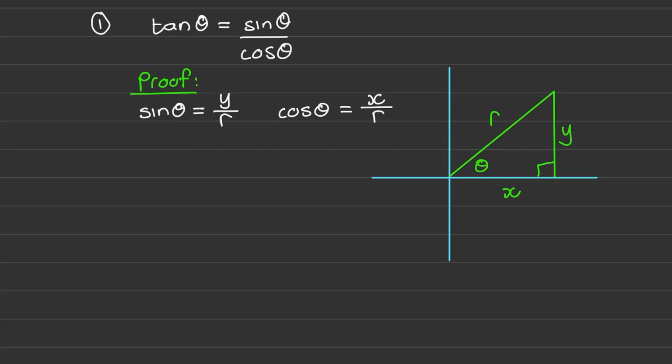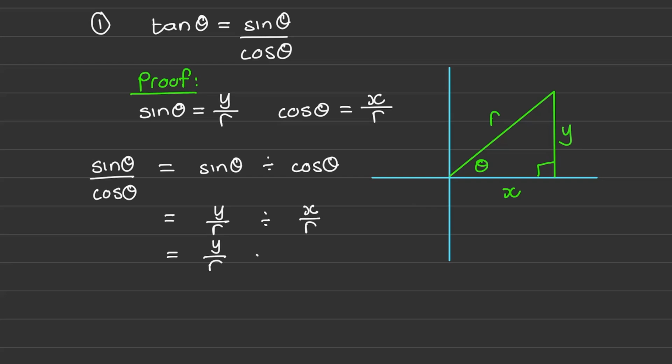So if I write down the fraction of sine theta over cos theta, it's the same as saying sine theta divided by cos theta. But we know that sine theta is y over r divided by cos theta, which is x over r. Now if I flip and times, I have y over r multiplied by r over x. So the r's would cancel out, so I have y over x. Now if I look at the diagram, here's theta, y is the opposite side over x, which is the adjacent side. And that is the ratio for tan. Therefore, sine theta over cos theta is equal to tan theta.